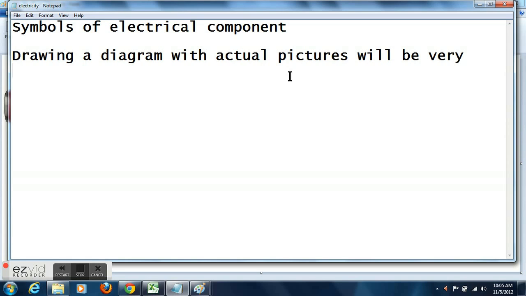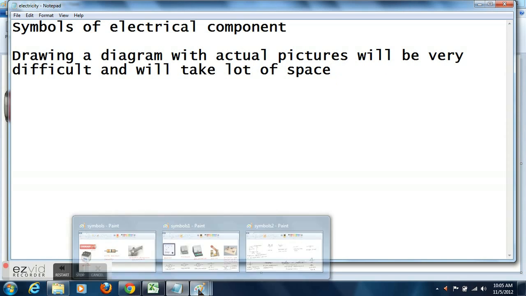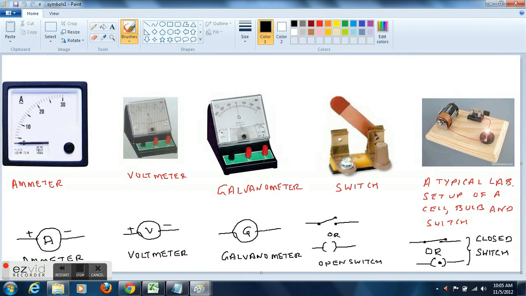So, as I mentioned, drawing a diagram with actual pictures will be very difficult and time consuming. For example, if we write a chemical equation, it will take a lot of extra time to write it giving the full names of the elements and compounds. Rather, we use symbols, like N for nitrogen, O for oxygen. Similarly, while drawing electrical diagrams, we will always use symbols. So here in this tutorial, I am going to show you some of the very commonly used symbols of electrical components.